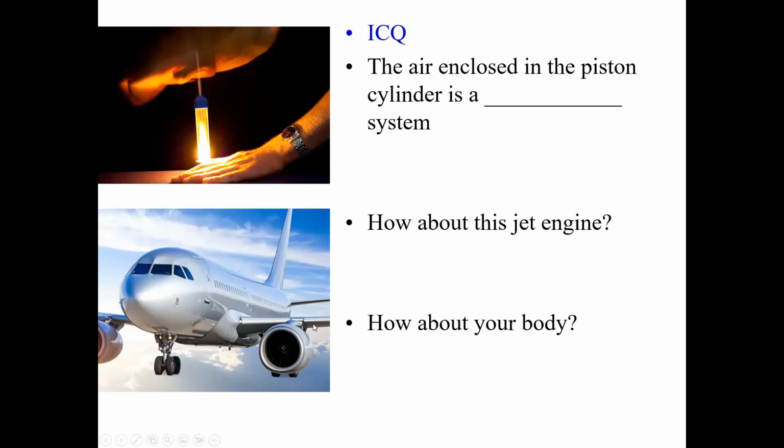So how about this jet engine? This jet engine installed on an airplane, is it a closed system or an open system? Well, now this jet engine in fact is an open system because it has mass transfer across its boundaries, right? Air continuously flows into this engine, and combustion products continuously flow out of this engine. So since there exists mass transfer across its boundary, it must be an open system.